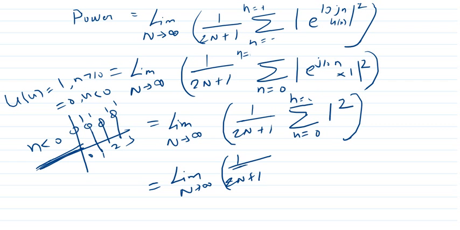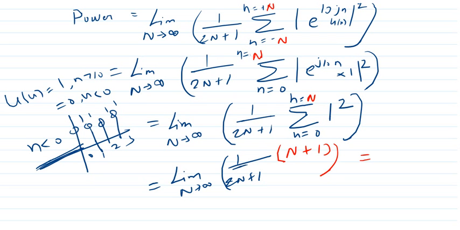Basically the summation is from n equals minus N to plus N, because we haven't applied the limit yet. So how many times are we going to sum this one? We are going to sum it N plus 1 times.